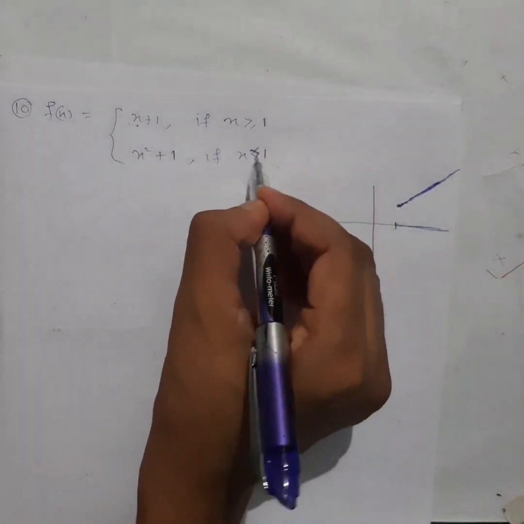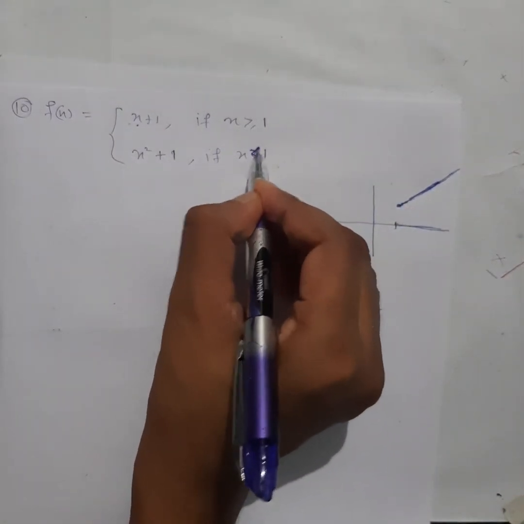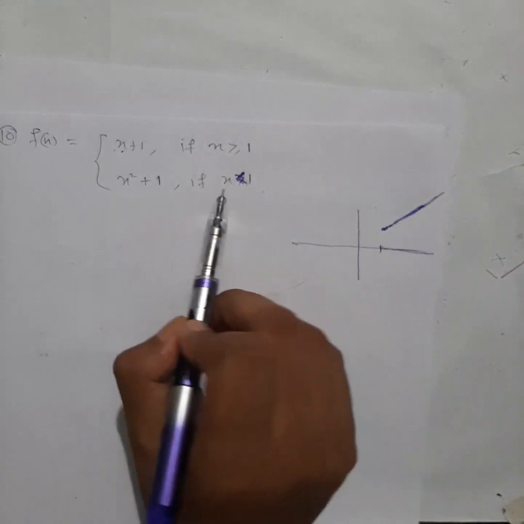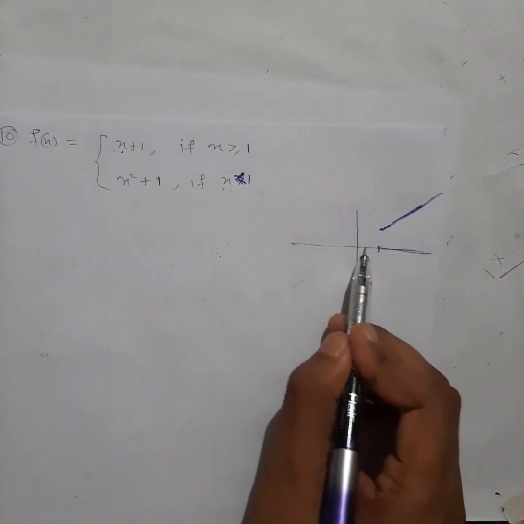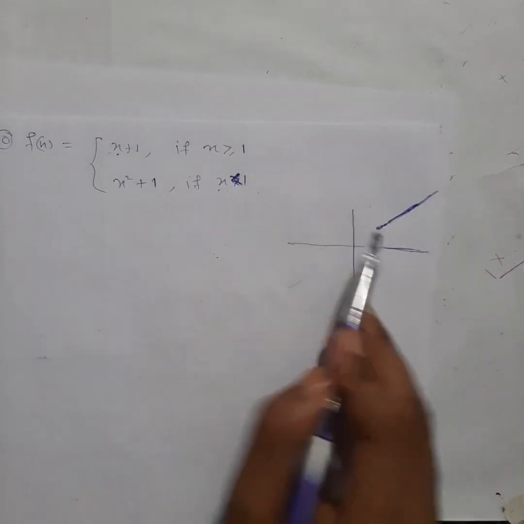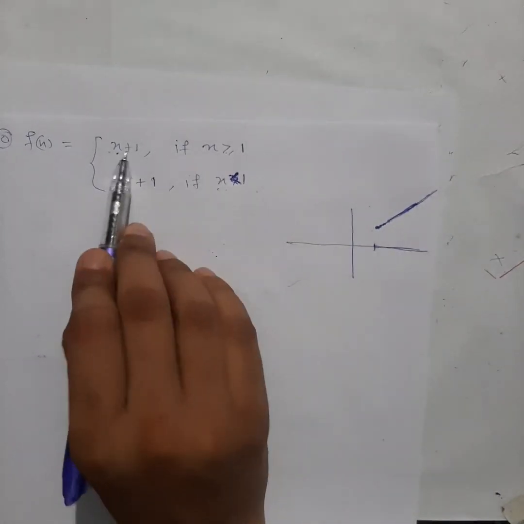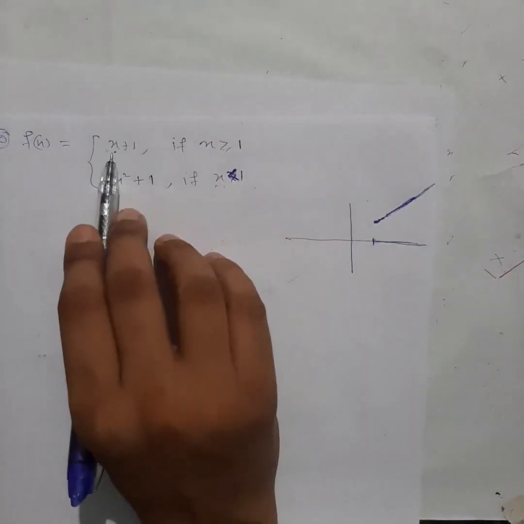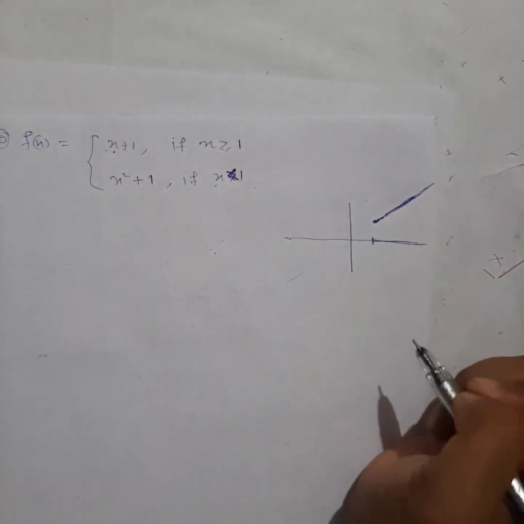This is not greater than 1. This should be less than 1. Obvious, right? So when your x is less than 1, equal to 1, they didn't say it now. Equal to 1, in this function only we have x plus 1. If you take x equal to 1, what will you get? 2. Exactly, you will get the point 2.